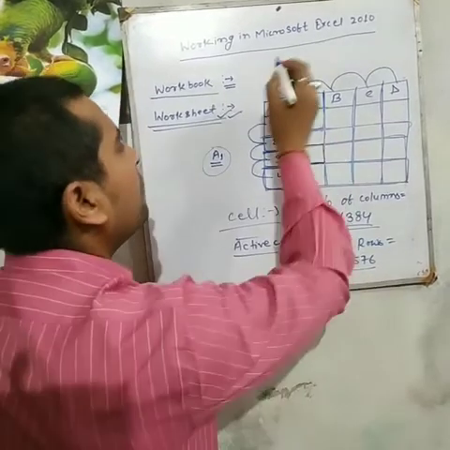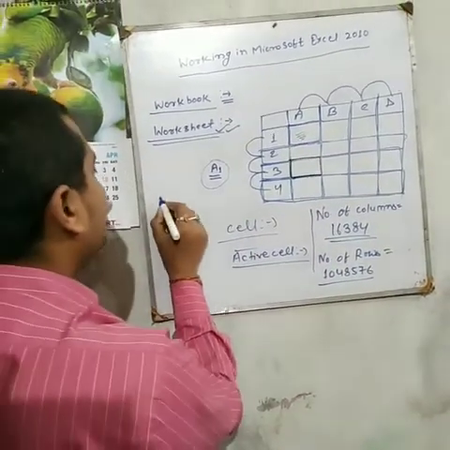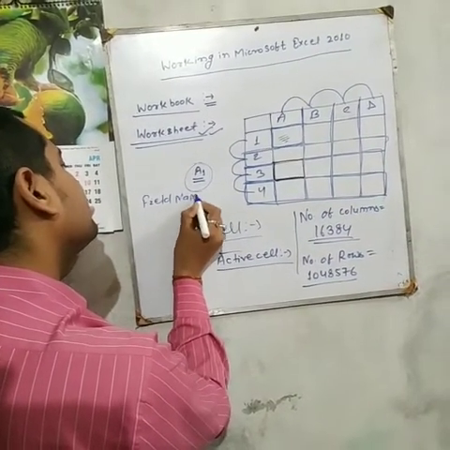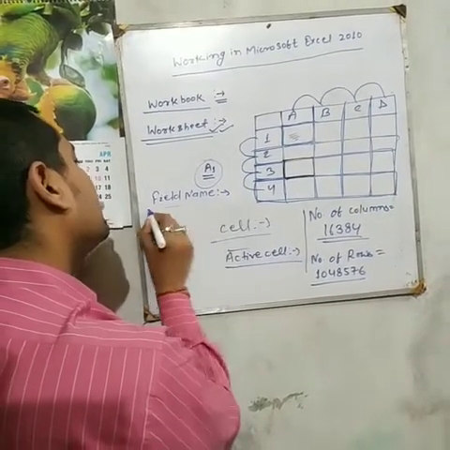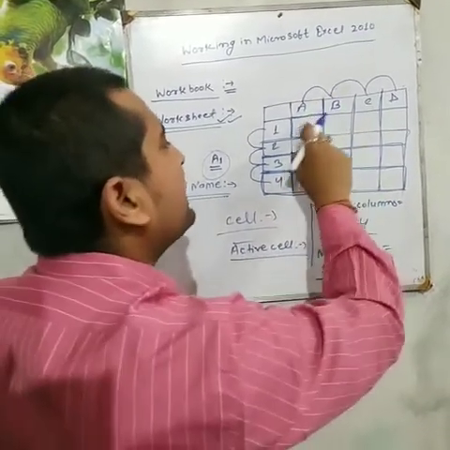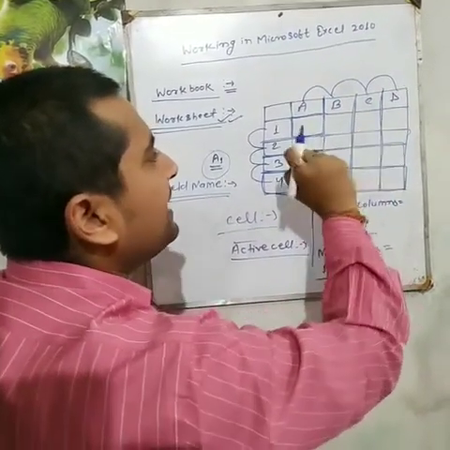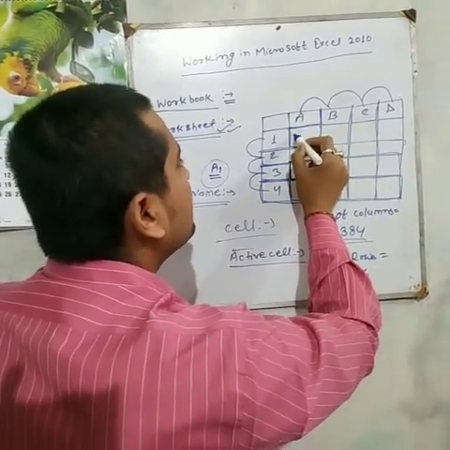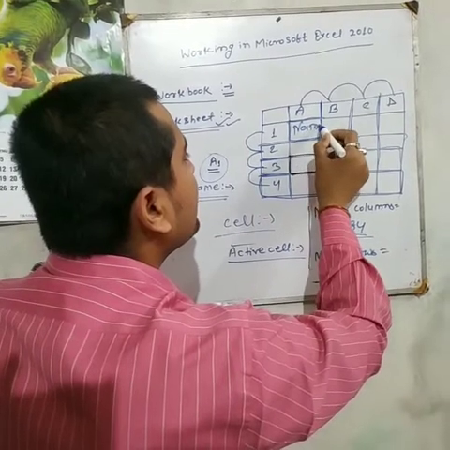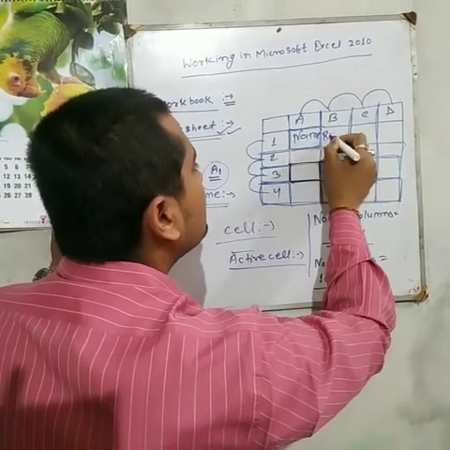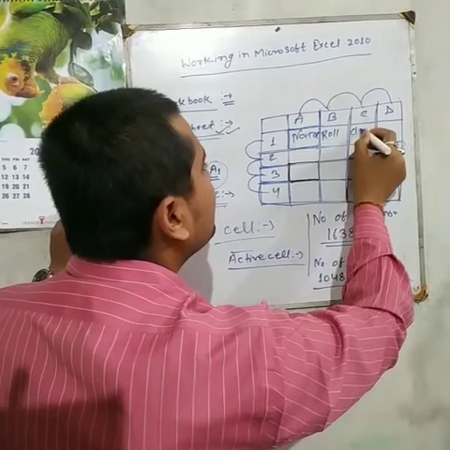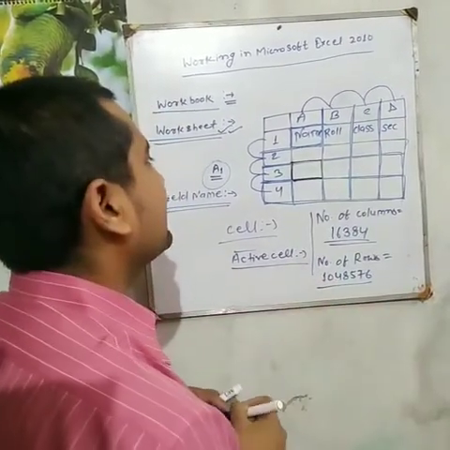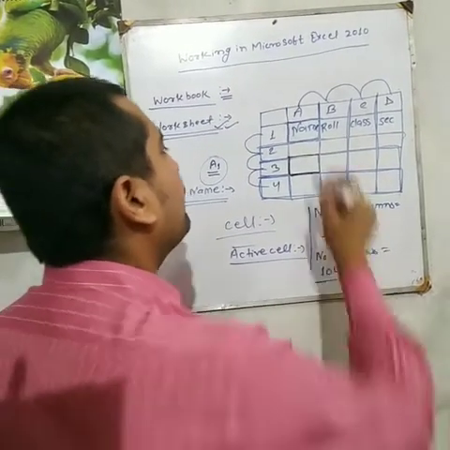Next one is, what is a field name? The information displayed in a column is called the field name. Suppose name, roll, class, section are written here, right? So that is called the field name.